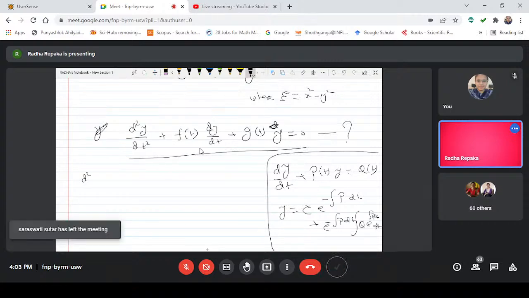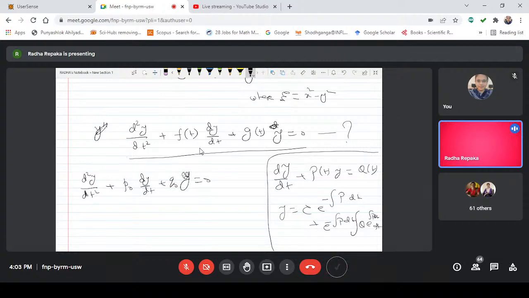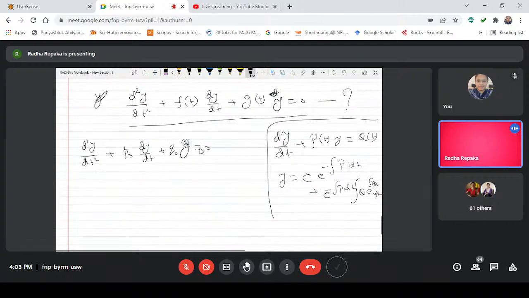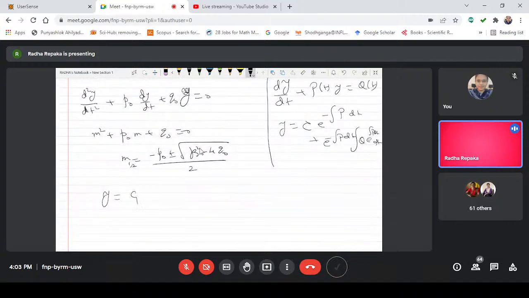What we know is, in place of f(t) and g(t), if they are constants, y'' plus p0 y' plus q0 y is equal to 0, then for any given constants p0 and q0, one can write the solution using the auxiliary equation, m equals (−p0 plus or minus the square root of p0² − 4q0) divided by 2. I'll call these m1 and m2, hence y can be written as C1 e^(m1 t) plus C2 e^(m2 t).